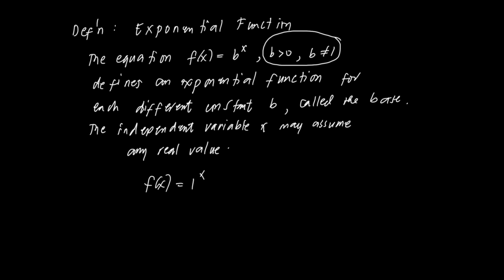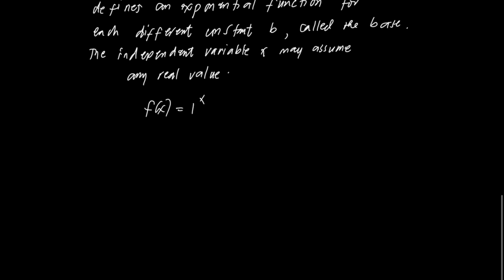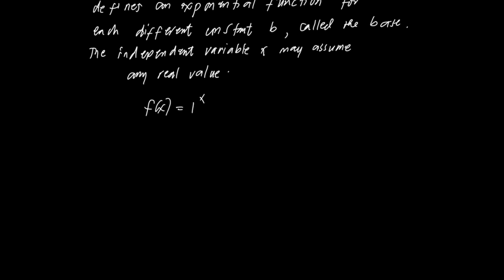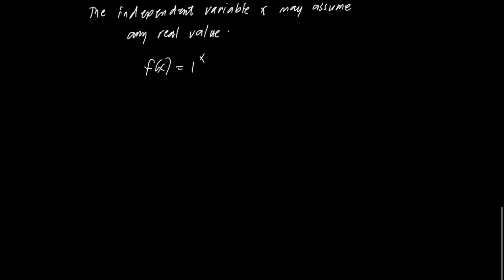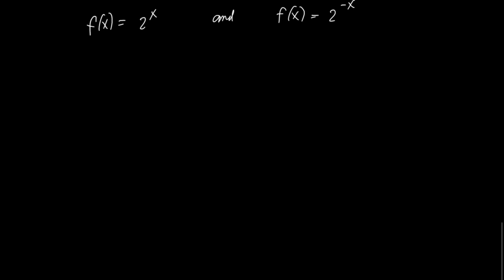Now let's observe the behavior of the graphs of exponential functions. Suppose we have f of x equals 2 to the x and f of x is equal to 2 to the negative x. Okay, let's draw a rectangular coordinate system.